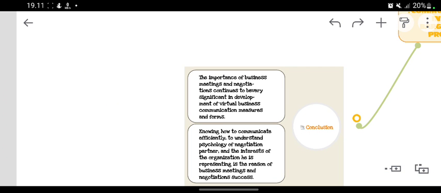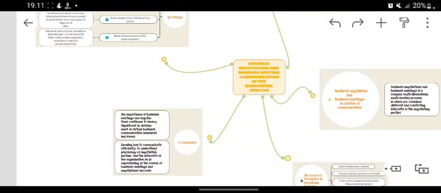Knowing how to communicate efficiently, to understand the psychology of the negotiation partner and the interests of the organization he is representing is the reason for business meeting and negotiation success. Okay, maybe that's all we can explain to you all.